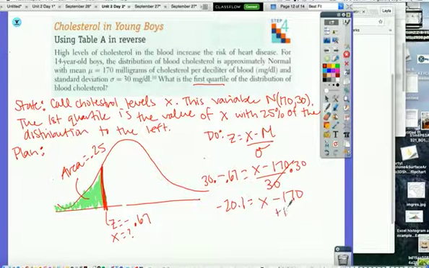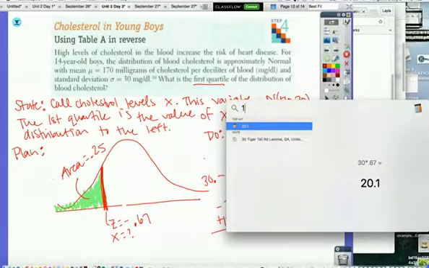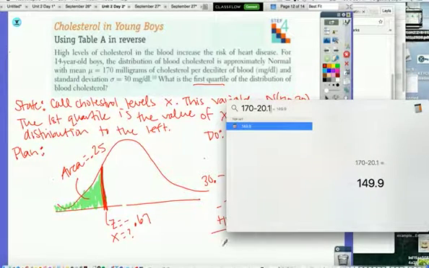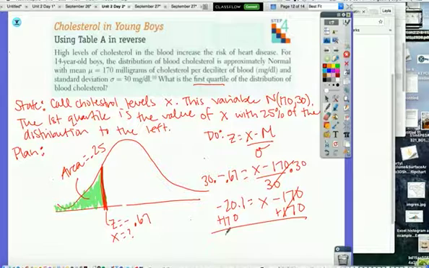We would add 170 to both sides. When we add 170 to both sides, what we end up with is 170 minus 20.1, which would be 149.9. So 149.9 would be equal to x. And so our first quartile would be 149.9.